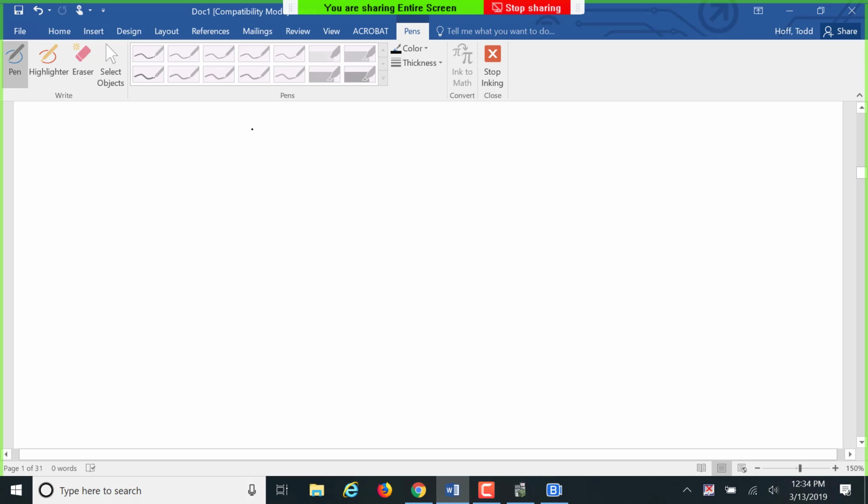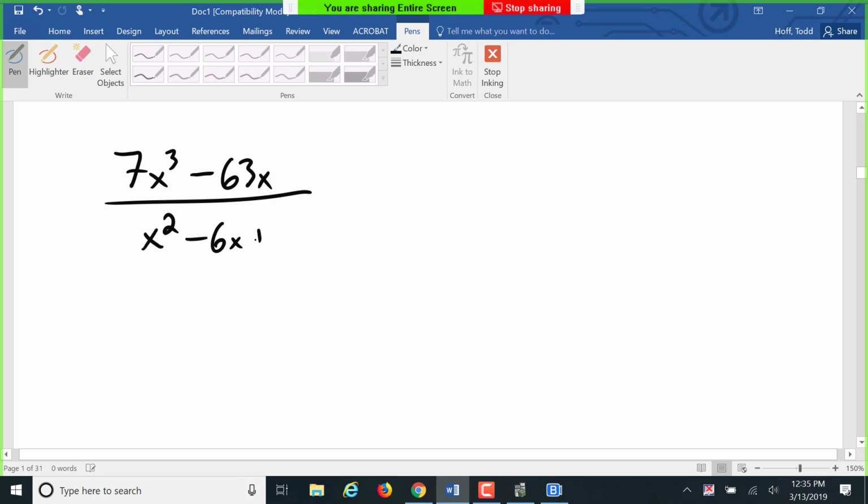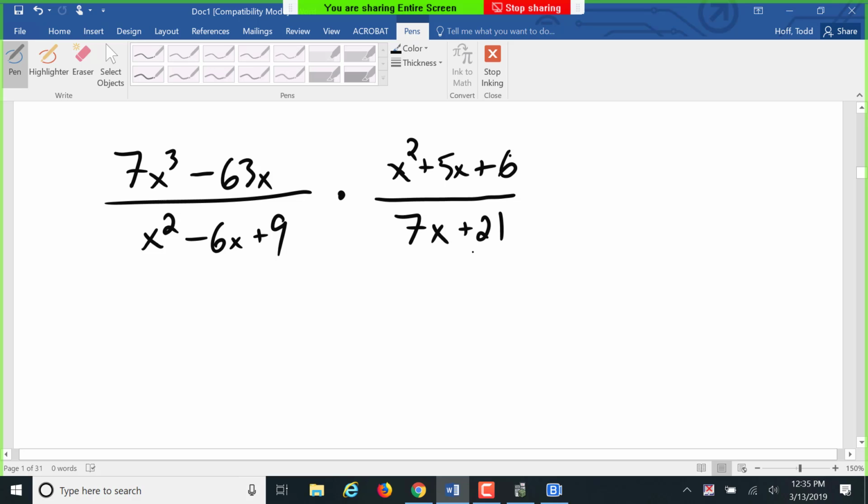So then the next step was to multiply. We had stuff like 7x to the third minus 63x over x squared minus 6x plus 9, times x squared plus 5x plus 6 over 7x plus 21. I'm going to give you a minute to do this one. Multiply those out and find a solution.